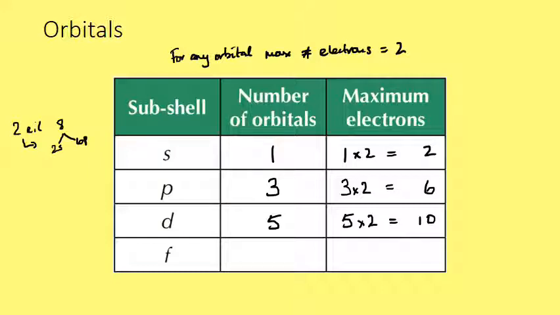And just to complete, let's do the F. There are actually 7 F orbitals. And so if there are 7 F orbitals, still 2 electrons in each orbital, that means an F subshell can hold 14 electrons.